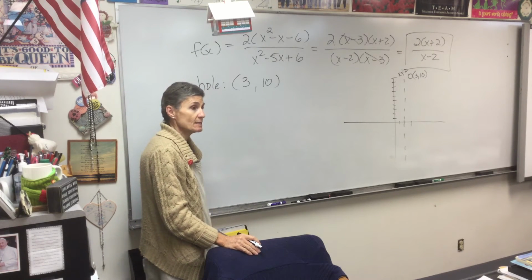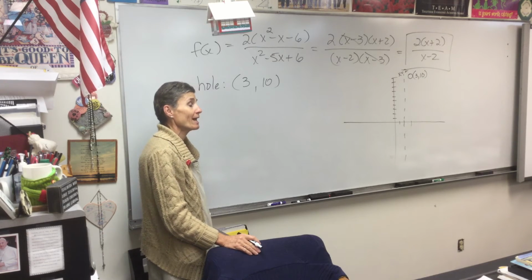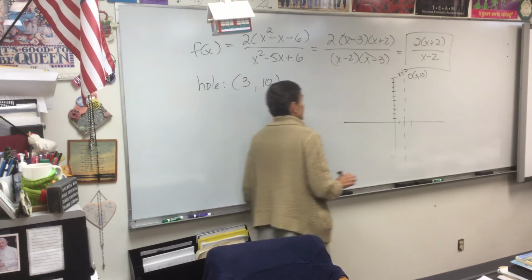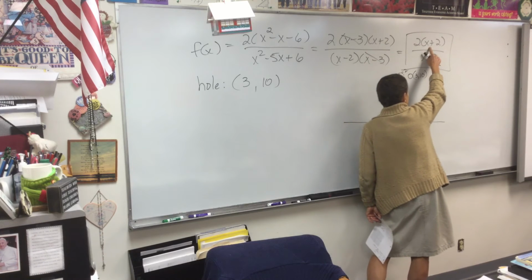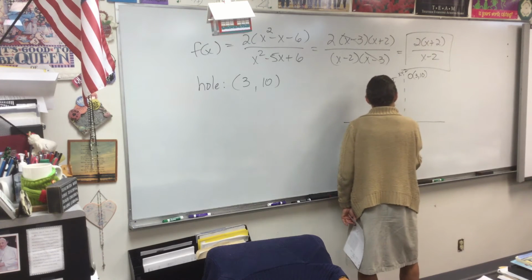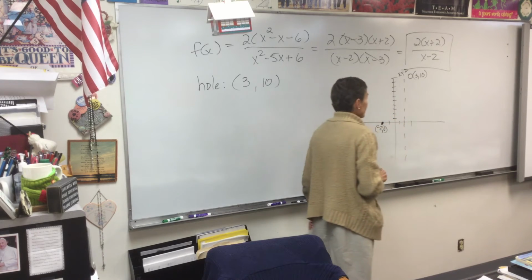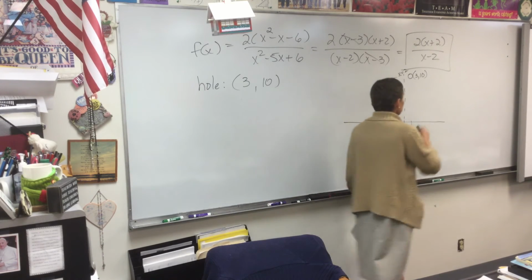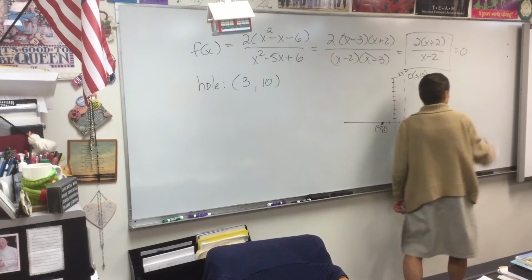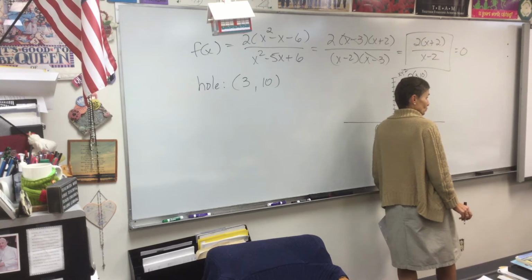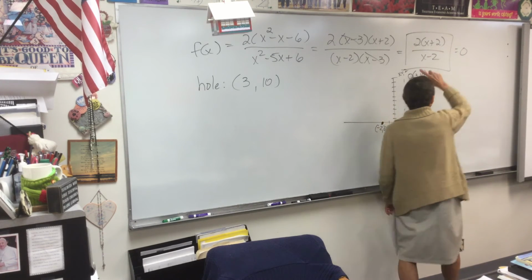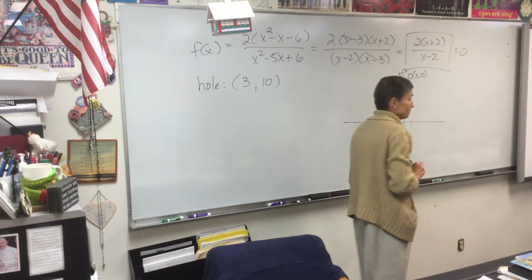Do we have any zeros? That's another word for x-intercepts. We have just one this time, and where is it? -2. Your x-intercepts come from the numerator because when you set your equation equal to 0, which is what it means to be a zero, the denominator disappears, right?